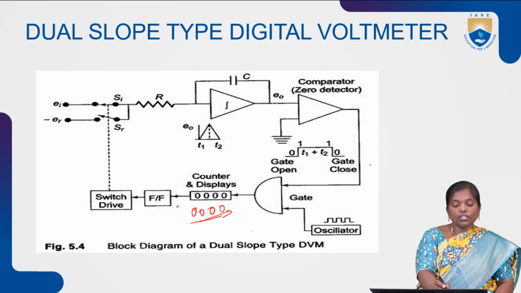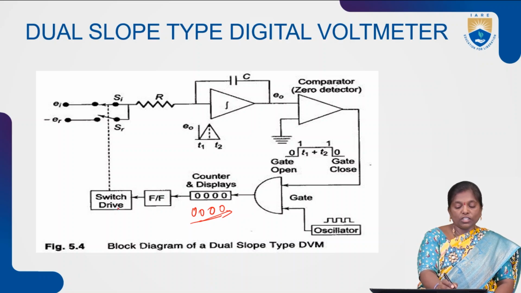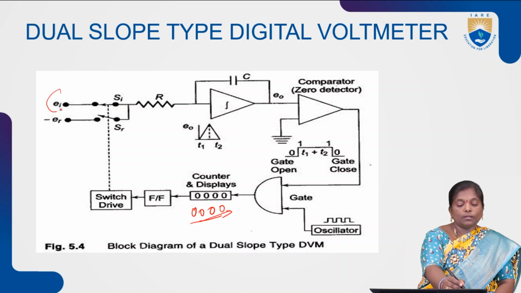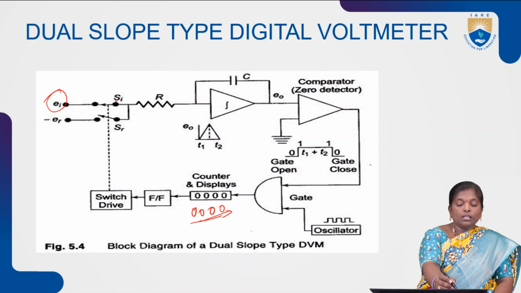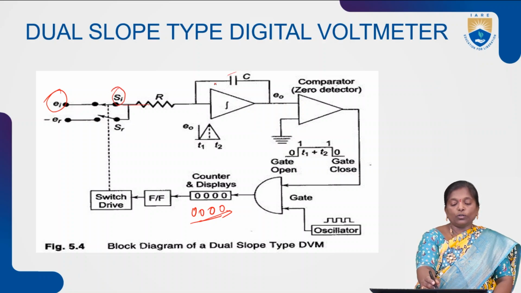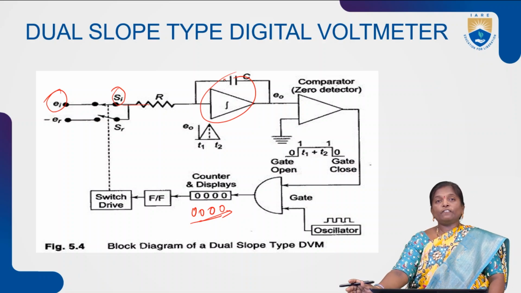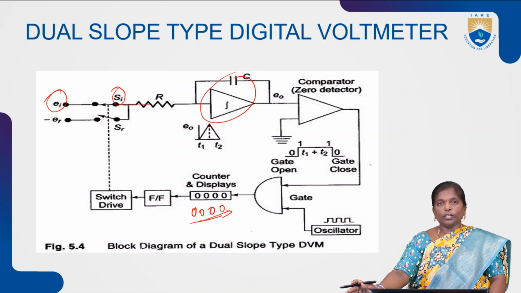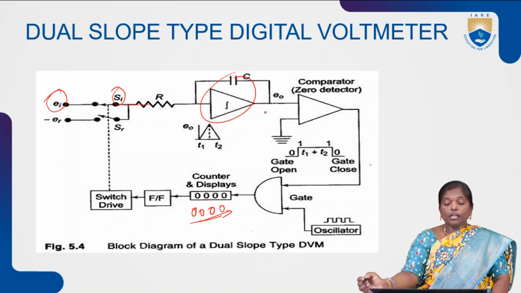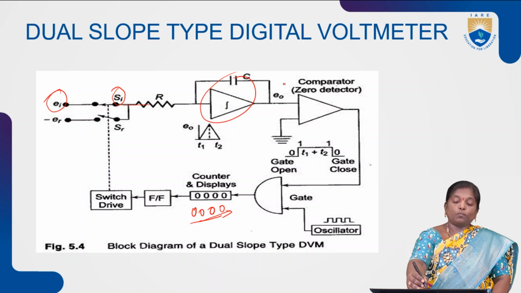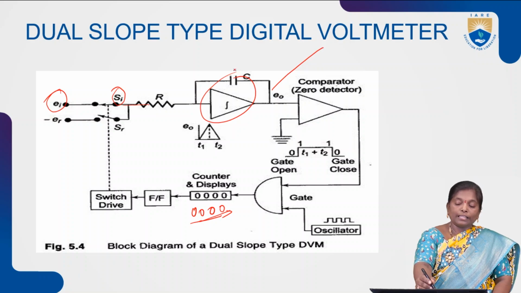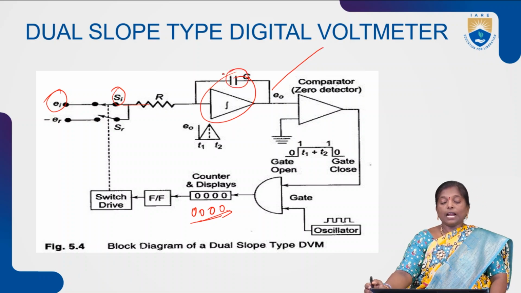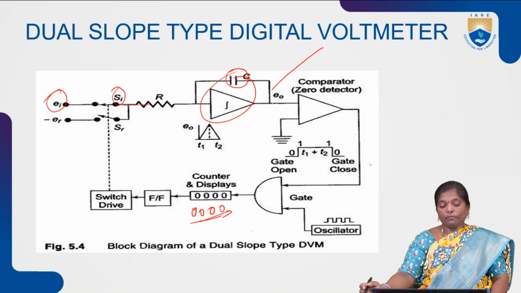Whenever the counter value is 0, with the help of the switch drive, we choose the positive input voltage. The positive input voltage is connected through the switch and given to an integrator. Whenever we apply a constant positive input voltage to an integrator, it produces a positive going ramp. As the input voltage is applied, the capacitor starts charging and it reaches a maximum value.